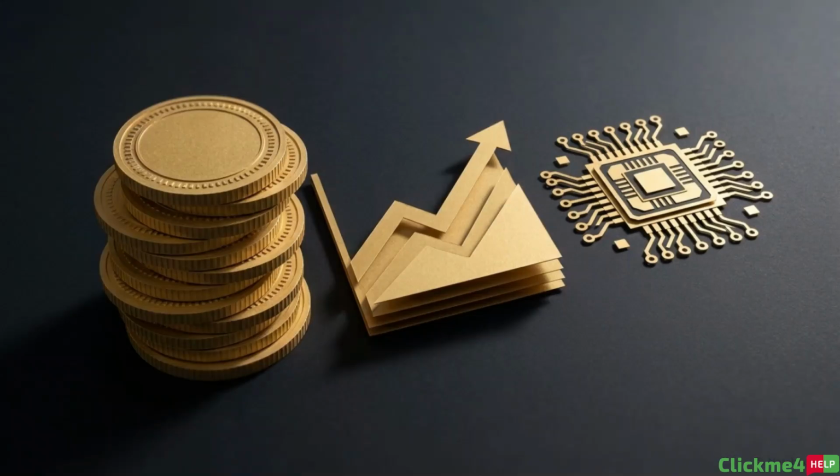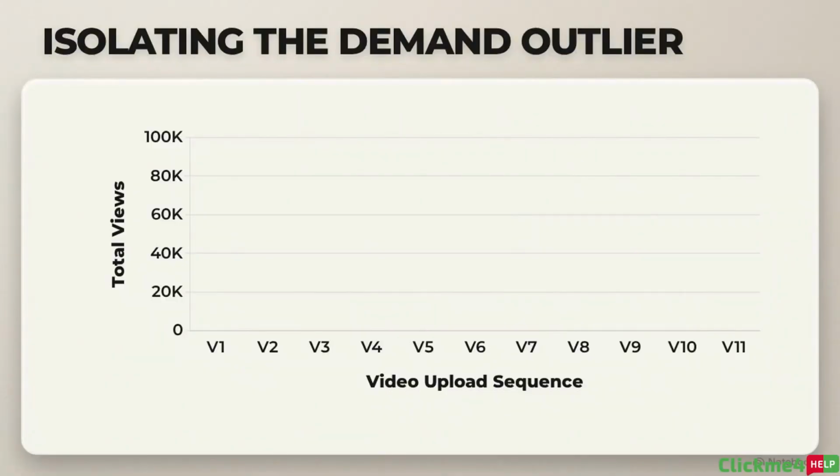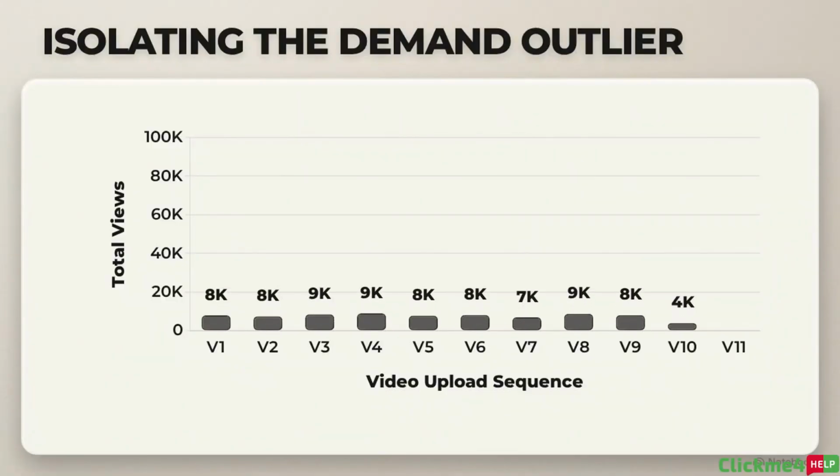Step 1 begins with identifying high RPM niches, like finance, technology, or make money online. In these categories, advertisers pay significantly more to reach a specific US viewer. Within these niches, you are looking for an outlier. On this chart, the uniform bars represent a channel's typical performance. This massive glowing bar is the outlier.